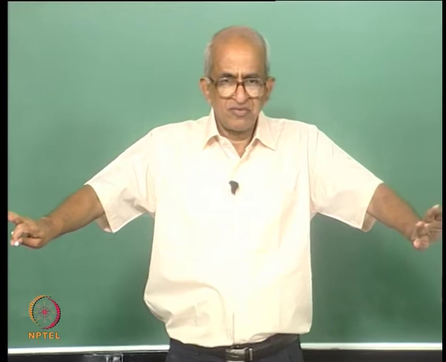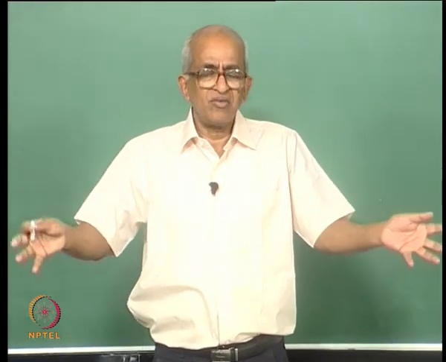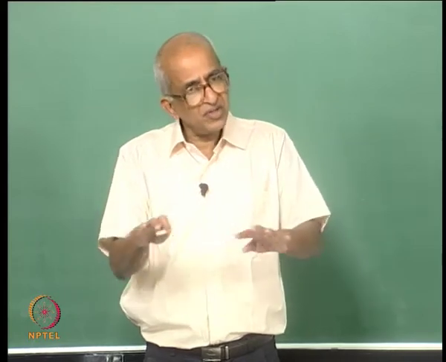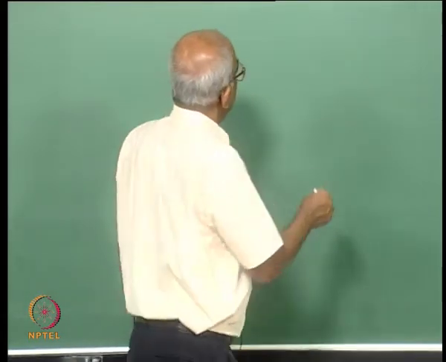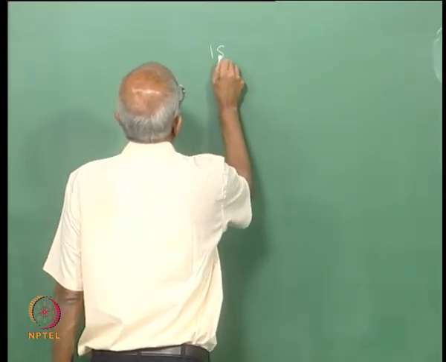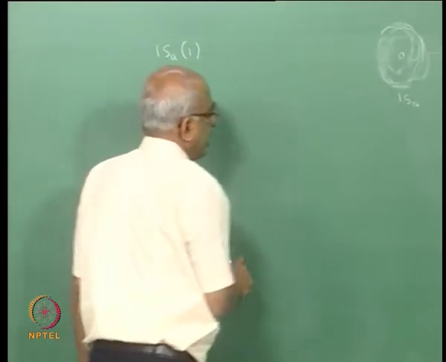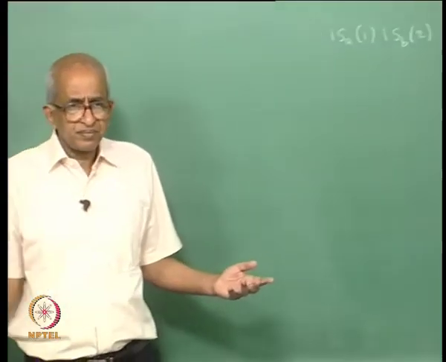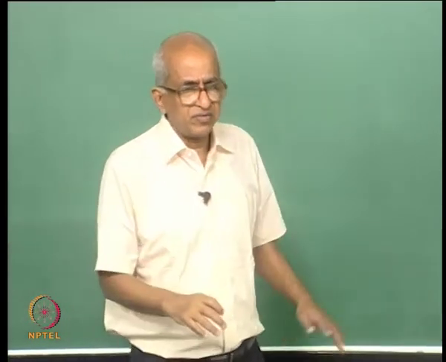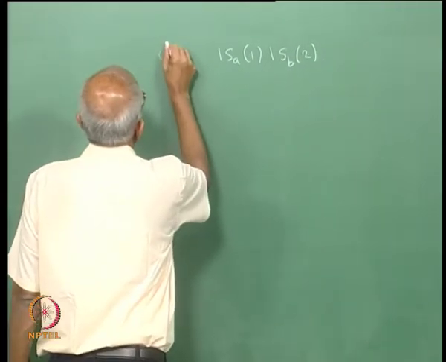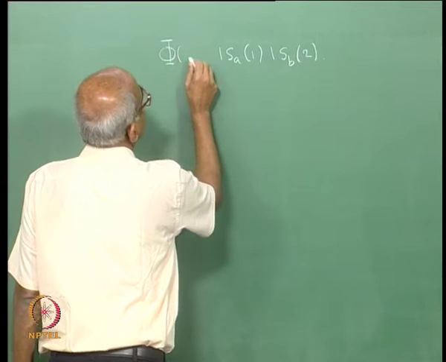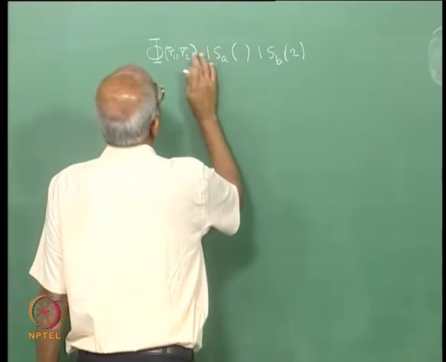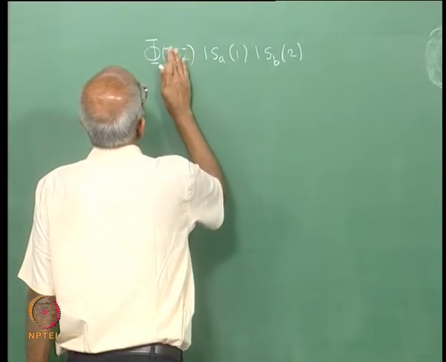If the two systems are far apart, they are not really interacting with one another, they are independent, and then the total wave function for the system will be the product of the wave functions for the individual systems. So you would have the total wave function given by 1s A: let me say electron 1 is in 1s A and electron 2 is in 1s B. If the two are not interacting, the total wave function will be the product, and I will use this as the trial function. Maybe I will use the symbols 1 and 2, that will make the notation easier to write.